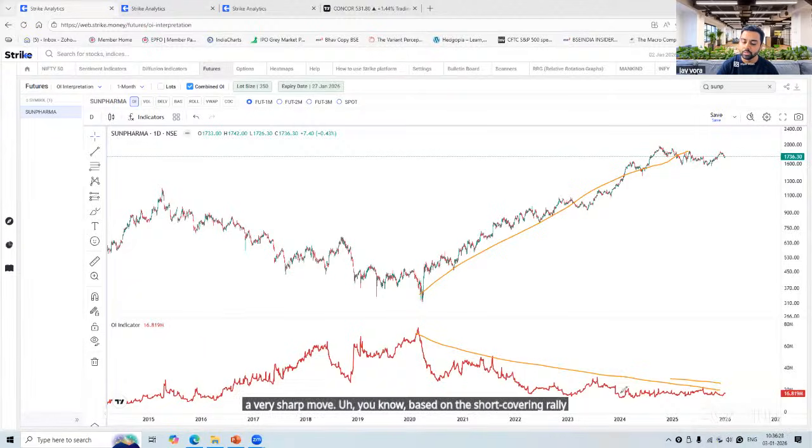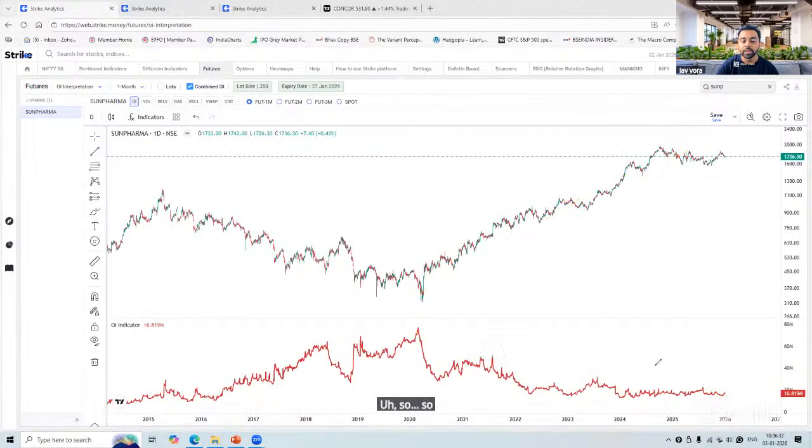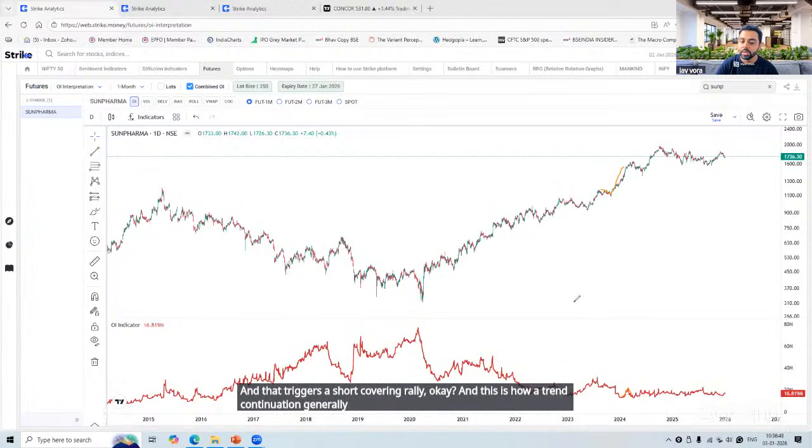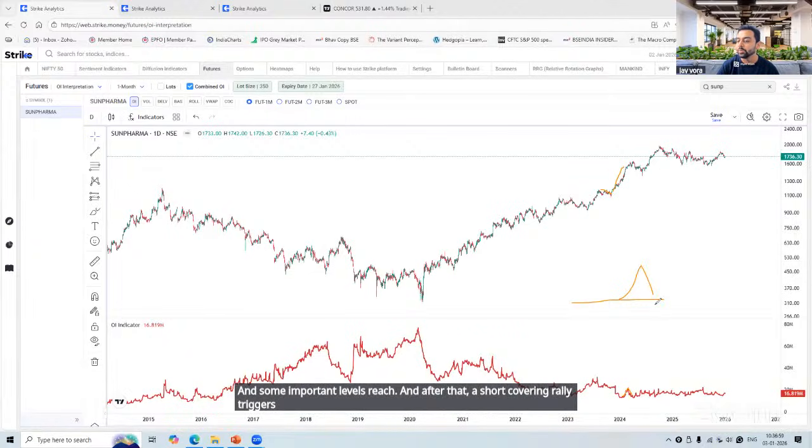And now the open interest is very low. So with low open interest, whenever it comes to the lower end, it sees some short positions, which again get covered, and that triggers a short covering rally. And this is how a trend continuation generally happens. Open interest will be low. Then again, there will be some shorting that may end up happening, and some important levels reached. After that, a short covering rally triggers, and that will keep the open interest down.